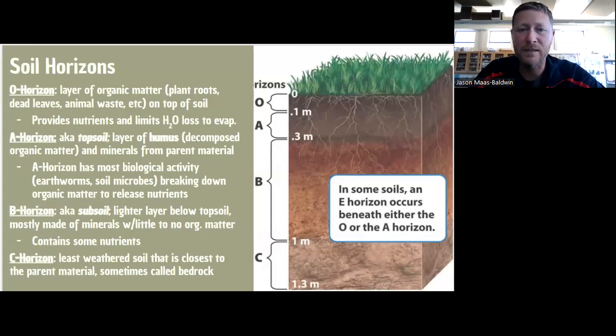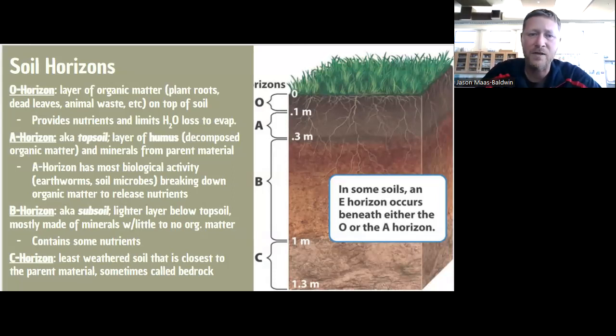Speaking of topsoil, let's go through our horizons here. So we've got the O horizon, which is the organic material, and the A horizon, which is your topsoil, right? This is where most of the biological activity is, right? This is the money layer. The O horizon is just exclusively organic material.